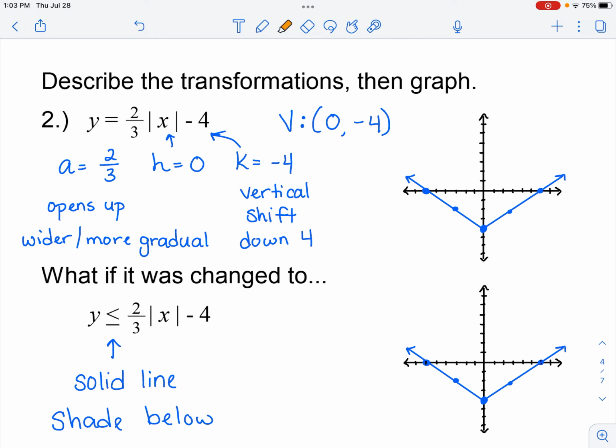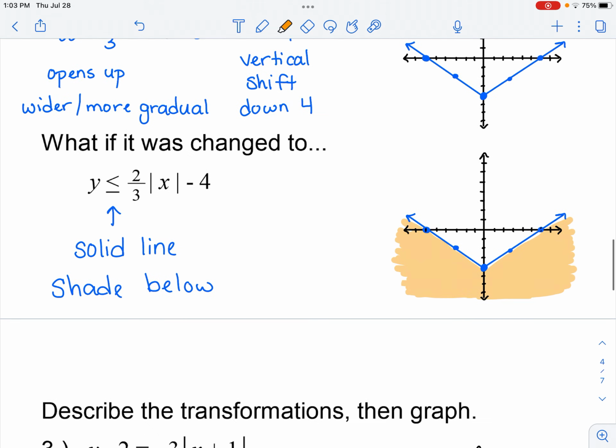So all I have to do here is add on the shading. I need to shade below. So I'm going to start at my vertex and go straight down under the vertex, and then shade everything else that corresponds to below the absolute value V. Once you get comfortable graphing the actual functions, graphing the inequalities isn't that much of a stretch because it's just making those 2 adjustments. Solid line, dashed line, shade above, shade below. All right, so that's problem number 2. Let's take a look at problem number 3.